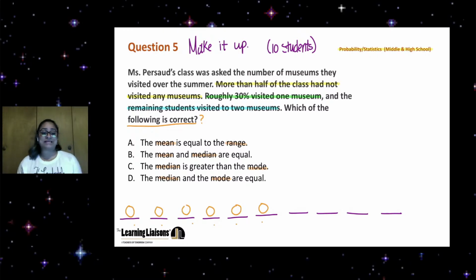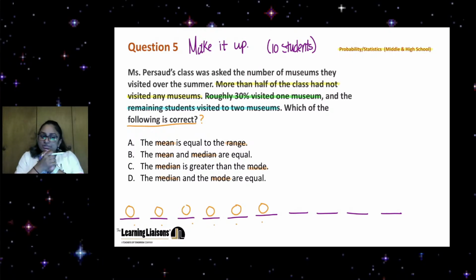But now it says more than half. So you have to go where half is, and you have to give at least one more. Don't make it complicated. Don't go like, oh, 1 or 2, maybe 3. Just one more means more than half, and that's all you need. Promise. So now we have to read the second part where it says roughly 30% visited one museum.